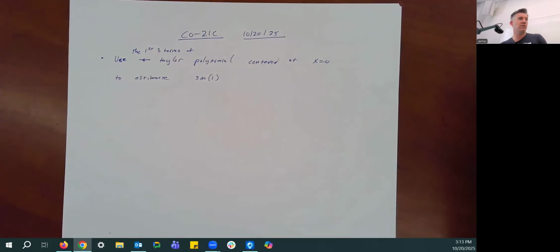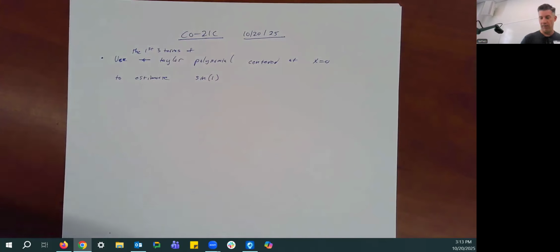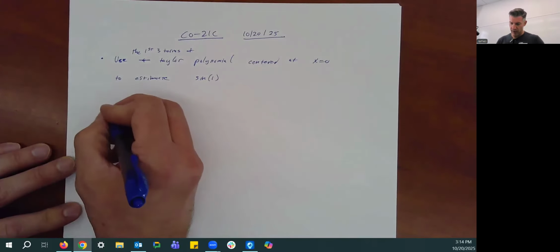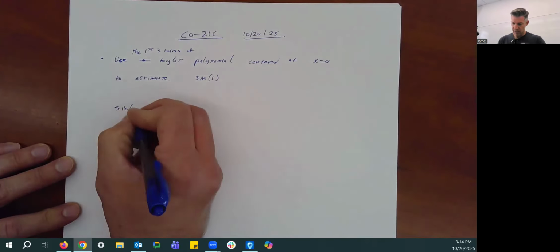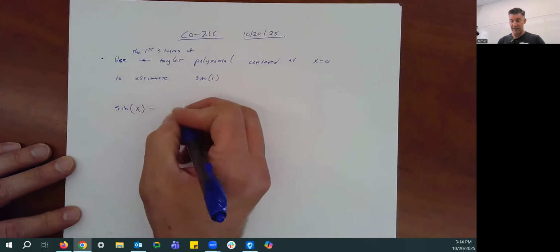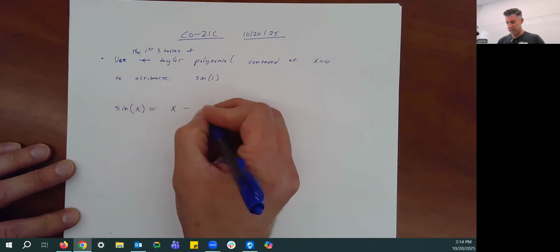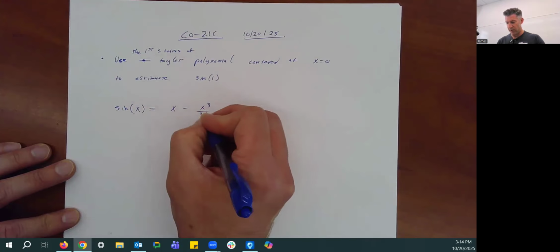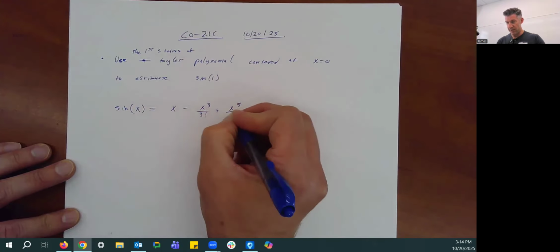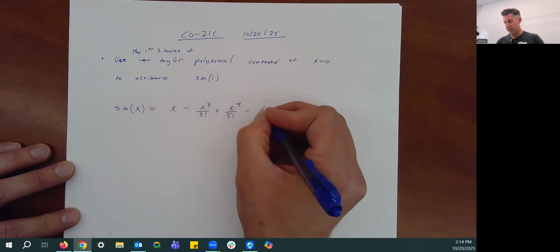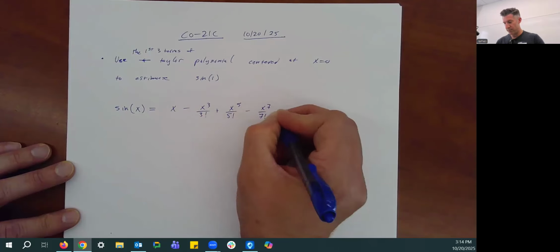Okay, that's not too terrible. So here's what I would have thought of. I don't love the formula for sine of x, but I do remember it. But honestly, I would say, great, I know that sine of x is equal to x minus x cubed over 3 factorial plus x to the fifth over 5 factorial, et cetera, et cetera.